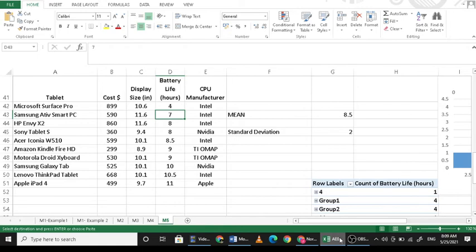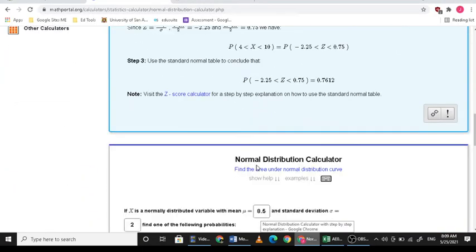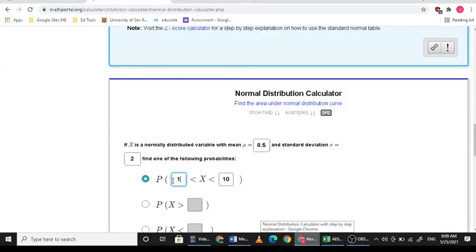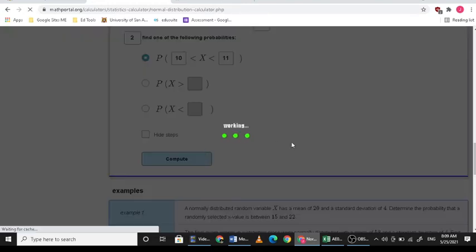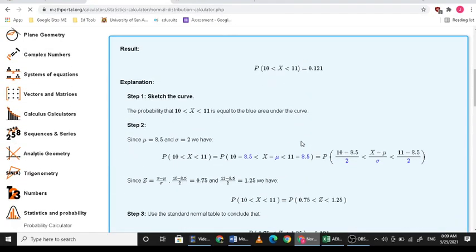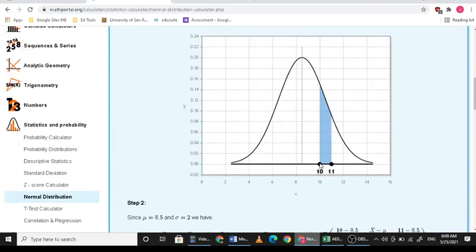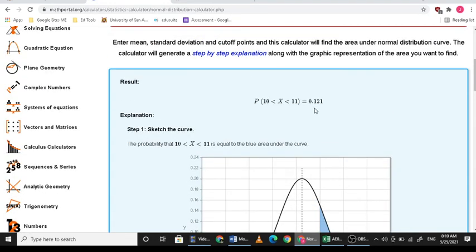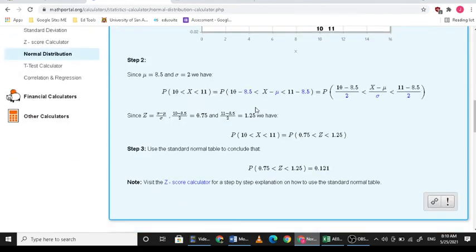10 to 11. So that's 10 to 11. Compute. Okay. So for 10 to 11, ang graph is ang diri lang, diba? And the value ko is 0.121. Okay. So to solve, again, 10 minus 8.5 divided by 2 is 0.75. 11 minus 8.5 divided by 2 is 1.25.